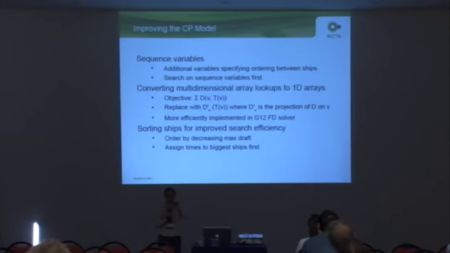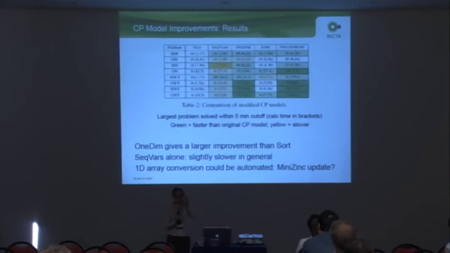We also looked at a few improvements to the CP model. So we tried adding sequence variables specifying the ordering between pairs of ships and searching on the sequence variables first. We tried converting multidimensional arrays to 1D arrays because these are more efficiently implemented in the G12 FD solver. And we tried sorting ships and assigning times to the biggest ships first. So the results were the sequence variables on their own were actually slower. But as you'll see on the next slide, when combined with the 1D arrays, they become faster than searching on draft or time directly. And the 1D arrays produce the biggest effect.